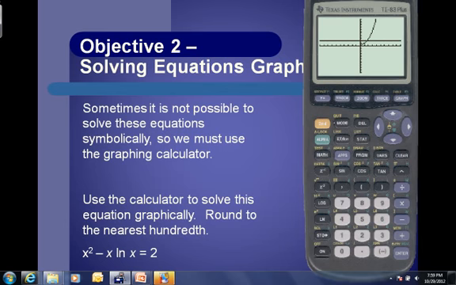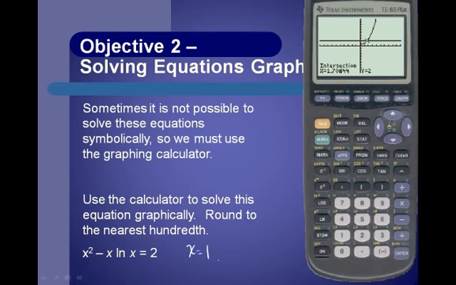There's our 2. Second trace, which is intersect, number 5. Enter. Again, we've got to move it off of 0. Second curve, we don't want to guess, and we get a solution of x equals 1.71.